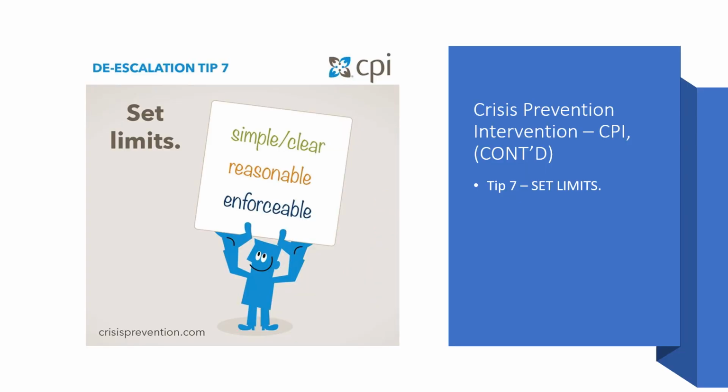Set limits. If a person's behavior is really belligerent, defensive, or disruptive, make sure that you're giving them simple, clear, but reasonable choices. Let them know what their consequences are and make sure that it's enforceable. A person who's upset may not be able to focus on everything you say. So again, be clear, speak simply, and offer positive choices first.